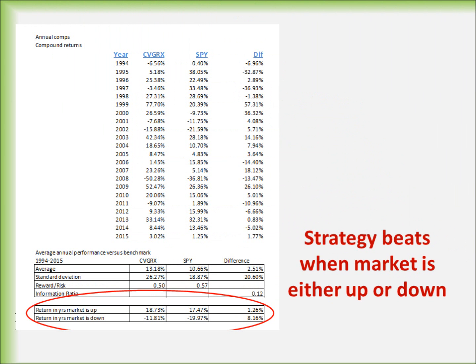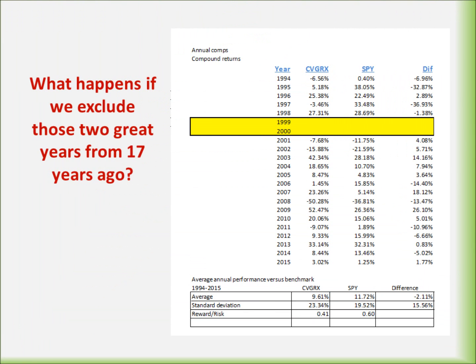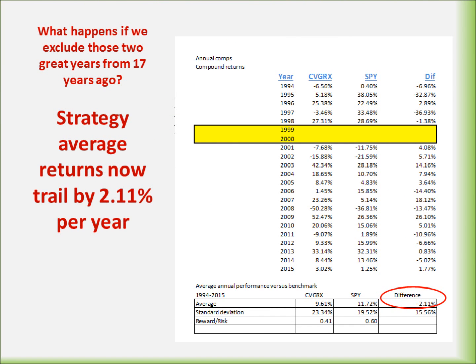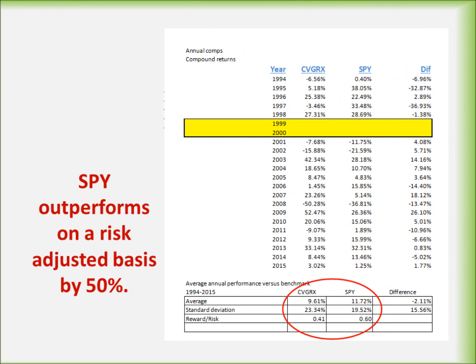The strategy outperforms by 1.26% when the market is up and outperforms by 8.16% when the market is down. So that's pretty good. So it doesn't look too bad. We understand what it is. It does outperform, but it is doing so with more volatility or risk than the benchmark. But now let's see what happens if we exclude those 2 great years from 17 years ago. So we've taken those out and recalculated the averages. And now the strategy actually trails by 2.11% per year on average, and still with a lot more volatility. In fact, the SPY now outperforms on a risk-adjusted basis by 50%.